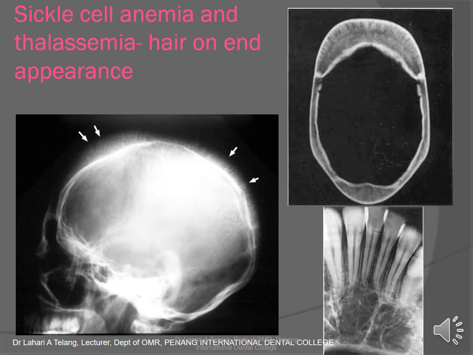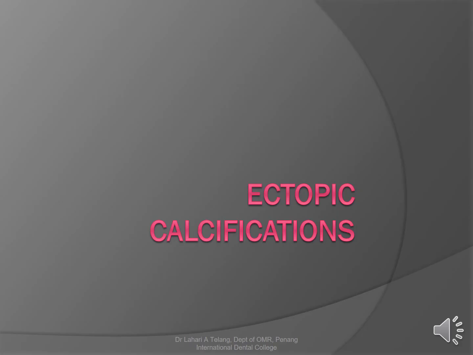Sickle cell anemia and thalassemia. These are again blood disorders, both of them types of anemias, where the red blood cells have difficulty in carrying oxygen. The appearance that you see on the skull here, the white arrow marks, are pointing out towards something called hair on end appearance. And in the mandibular anterior radiograph that you see here, there is widening of the trabecular pattern, or trabeculae; the bone marrow spaces are larger than usual. And also in the skull CT image you're seeing the dura is very, very thick. This is called hair on end appearance.